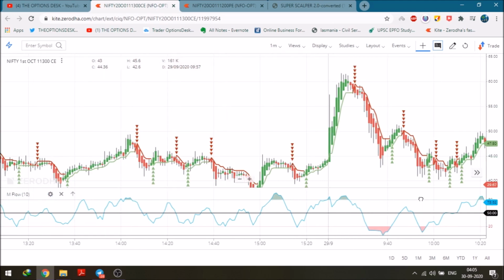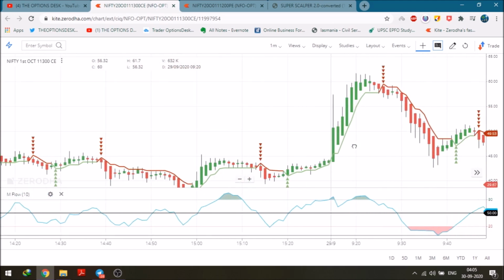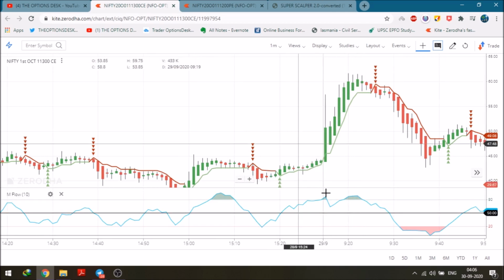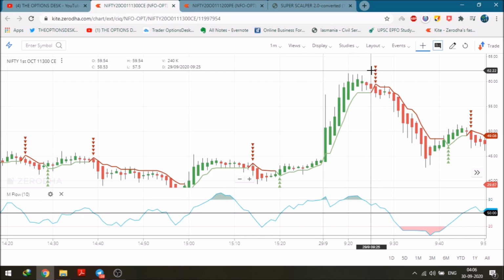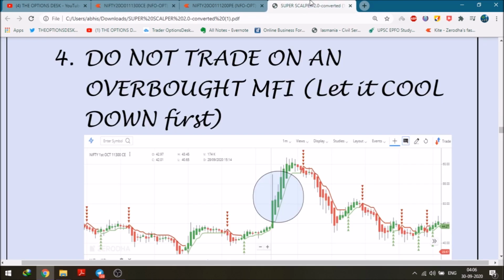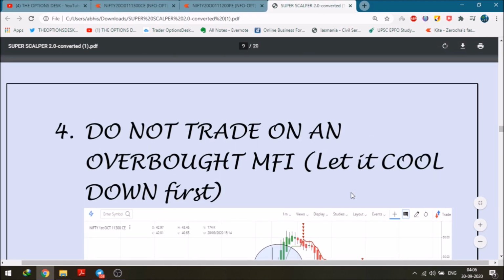On the morning of that day, when the market opened with a bit of a gap up, this was the overbought MFI, it was already above 50. I didn't take this trade in the 11,300 CE because I'm trading on the 1 minute chart. The market is definitely going to come down and give me a re-entry. Doesn't matter whether my stop loss gets hit or not, I am not taking any entry against my rules. My rules are two, which I have already shared above: Super Trend green and the MFI above 50. So let it cool down.